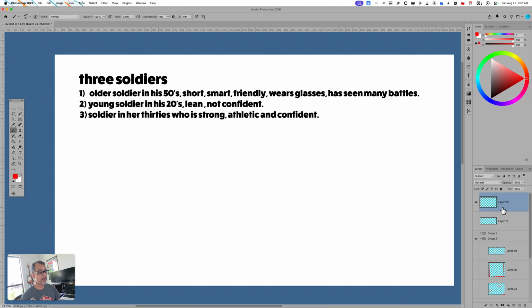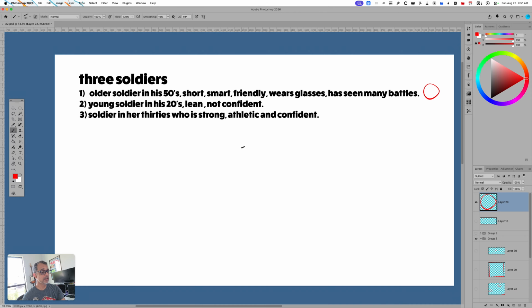Let's say that you have this assignment or this idea of three characters. They're all soldiers. And we're going to look at the soldier that's in number one here, an older soldier in his 50s, short, smart, friendly, and wears glasses, has seen many battles. So we first want to think about the shape that we might want to use. Well, the clue here is friendly. So I think the circle might be a really good shape for this particular character.